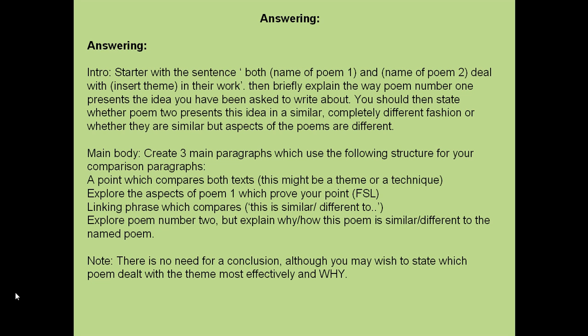Then you want to create 3 main paragraphs using this structure. PEE, as you would do for point number 1, but make sure the point compares both texts, so both do this, one does this, however, this is different. Make a linking phrase when it's time to move on to the second poem. Then finally explore the second poem, but make sure you highlight why it's similar or different. There is no need for a conclusion, although you may wish to state which poem dealt with the theme most effectively and why. So that's the answering method.